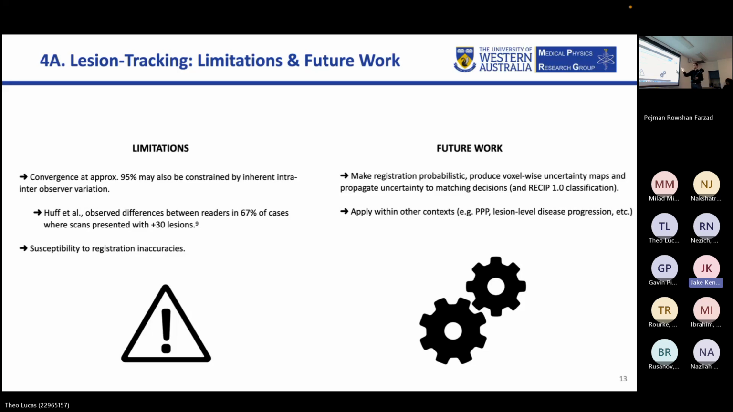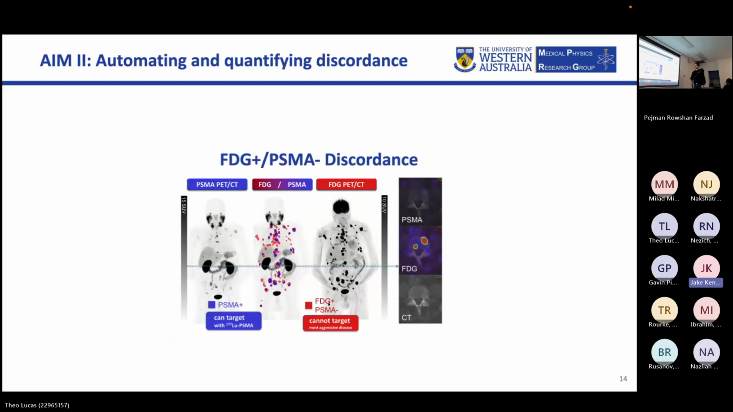And then, of course, and what I'll probably do for the future paper, is to apply the lesion tracking information in other contexts. So, for example, PPP is like RECIP, it's another response evaluation framework, and see how those classifications would differ with the use of the tracking algorithm. So that's lesion tracking done.